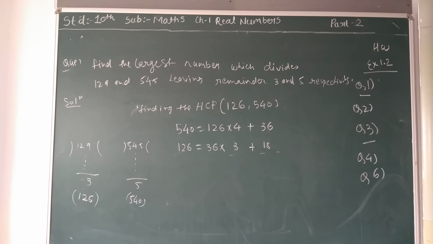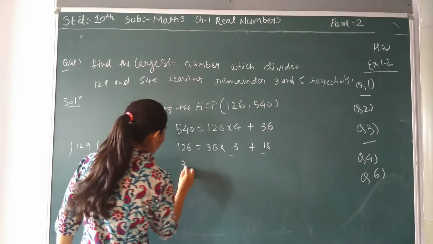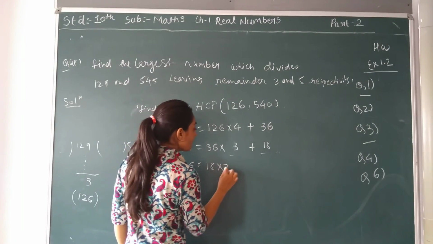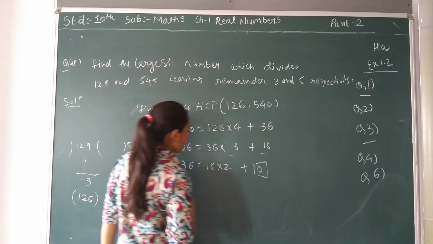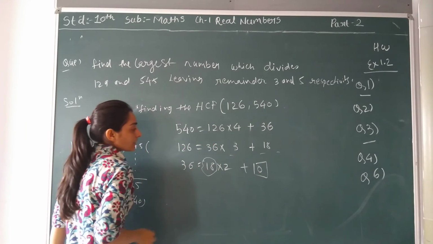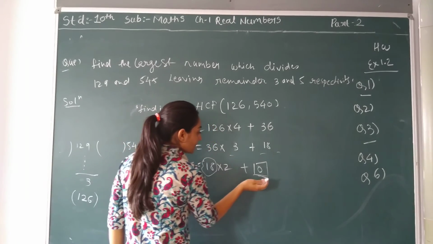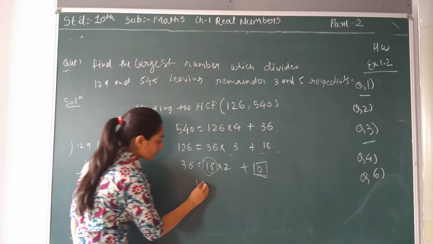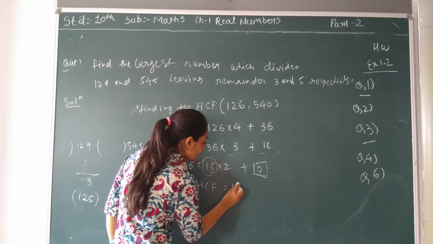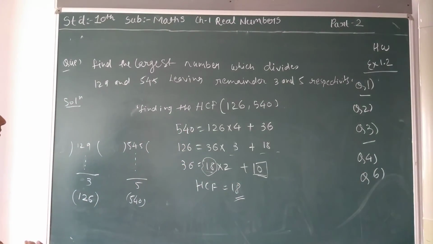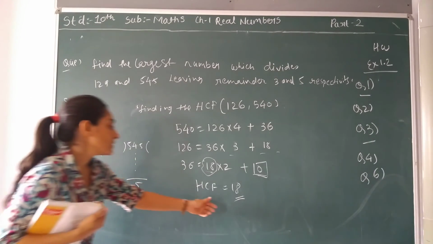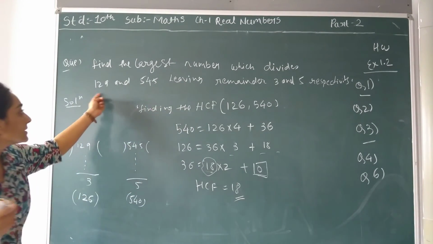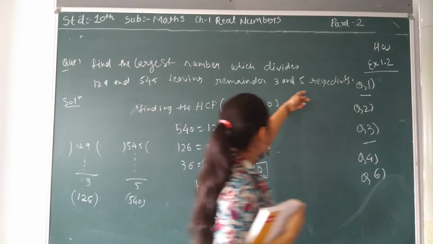Now again taking 36 and 18, twos are 36, so the remainder is 0. We know that whenever we get 0 in that step, the divisor is the HCF. So the HCF is 18. So the largest number is 18, which divides these numbers and leaves these remainders.